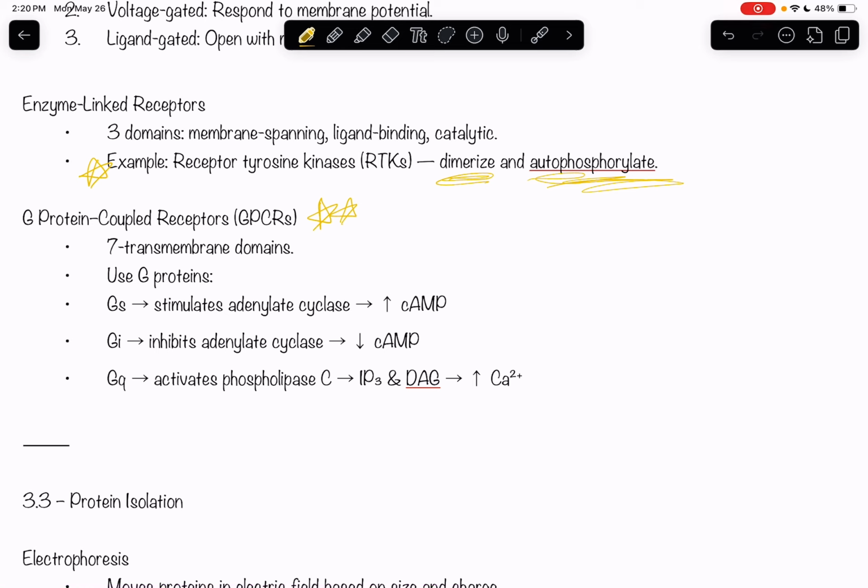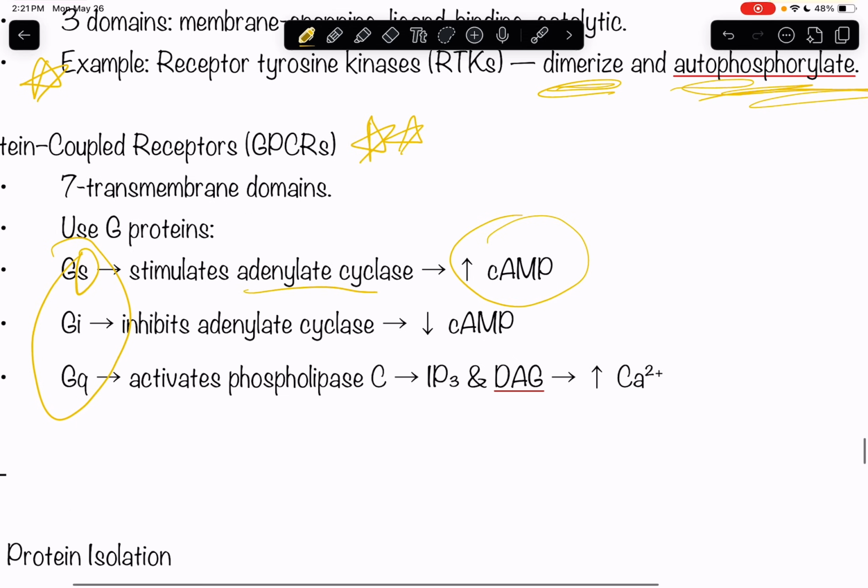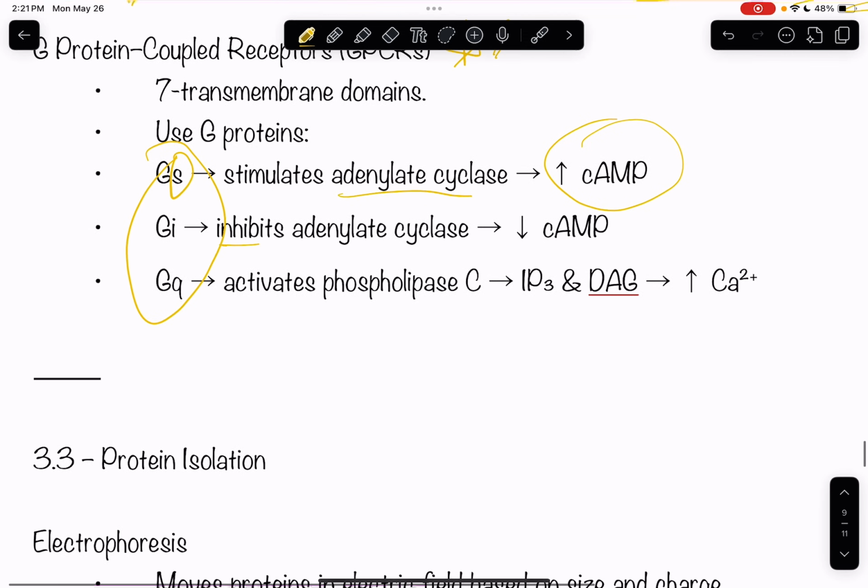A few things you need to know: there are 7 transmembrane domains, using G proteins. G, like GTP, GDP. That is why they're called G protein receptors. It's because they use G proteins. Now, I feel like this is good knowledge. I haven't got a specific question about this, but once I understood this concept, it all made more sense to me. So Gs is stimulating adenylyl cyclase, sorry, not adenosine, but cAMP. Gi is inhibiting, so this stops your cAMP.